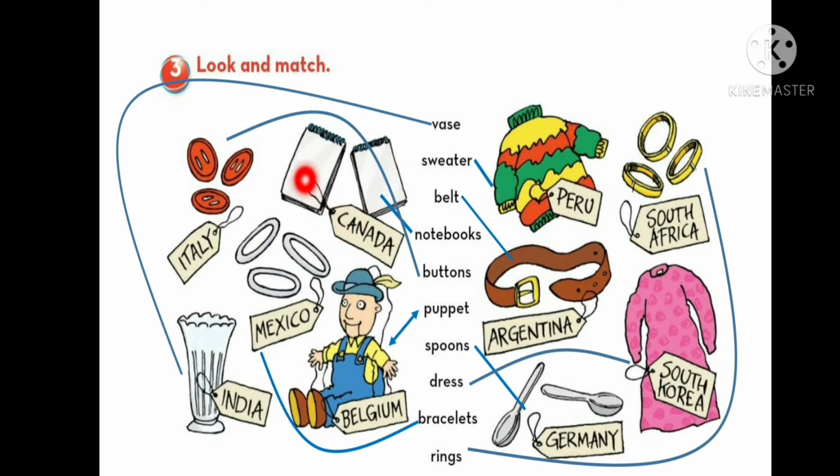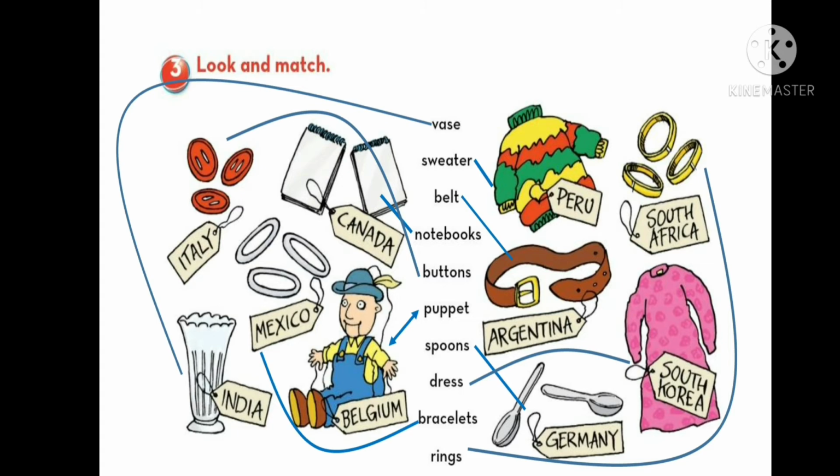So these notebooks were made in Canada. These buttons were made in Italy. These bracelets were made in Mexico. This vase was made in India. This puppet was made in Belgium. And this sweater was built in Peru. And these rings were made in South Africa. And this belt was made in Argentina. These spoons were made in Germany. And this dress was made in South Korea.